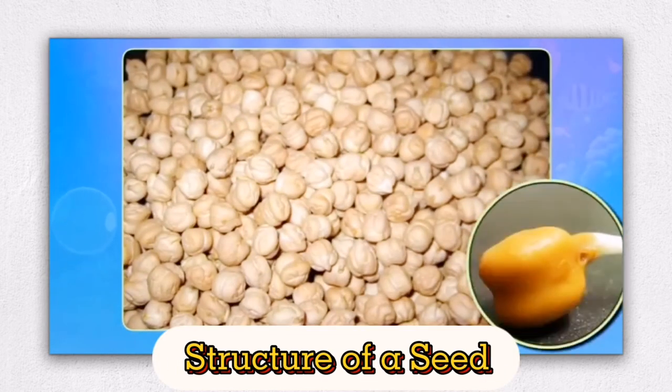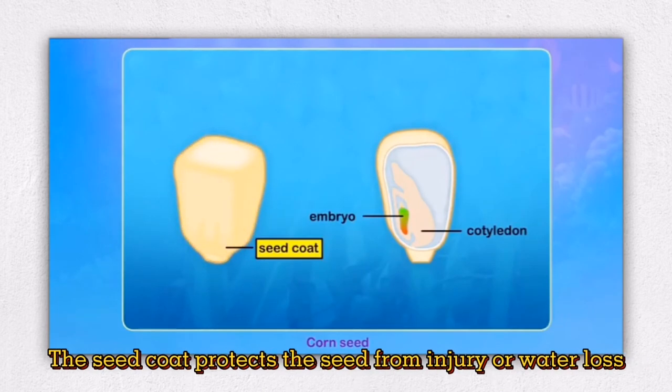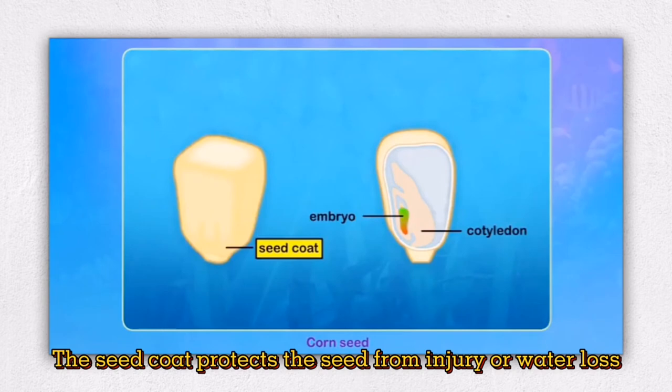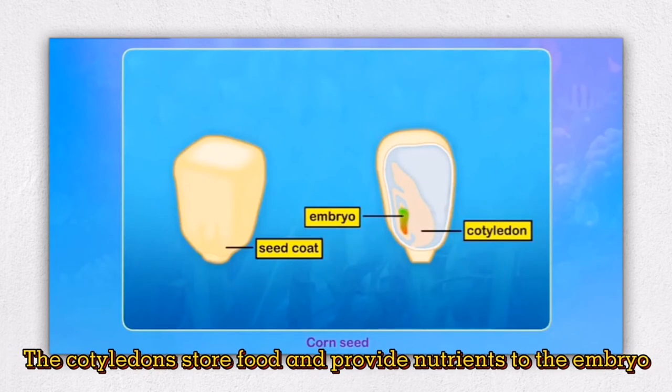A seed is generally hard and has a pore through which it absorbs water. It has an outer covering called the seed coat. The seed coat protects the seed from injury or water loss. Enclosed by the seed coat, there are structures called seed leaves or cotyledons and an embryo. The cotyledons store food and provide nutrients to the embryo.